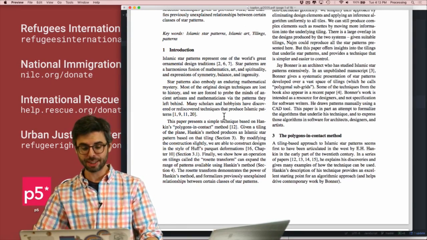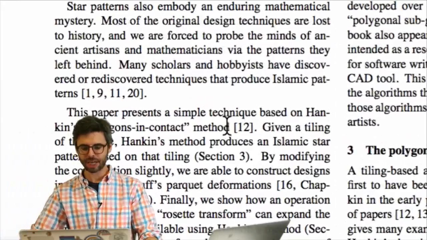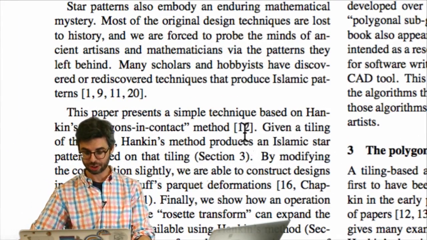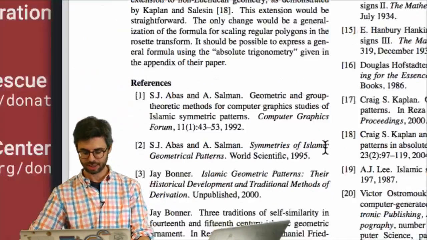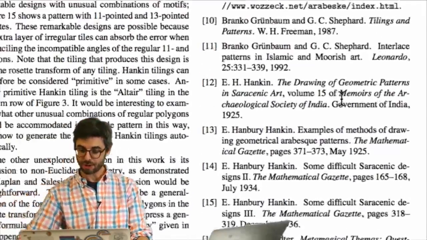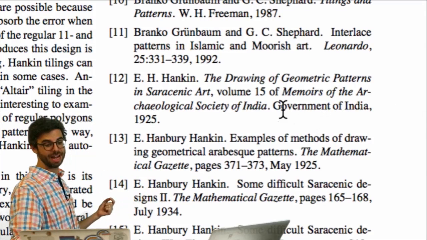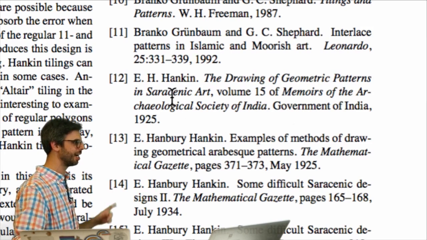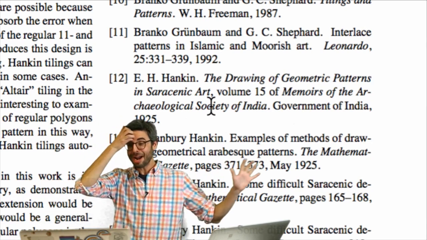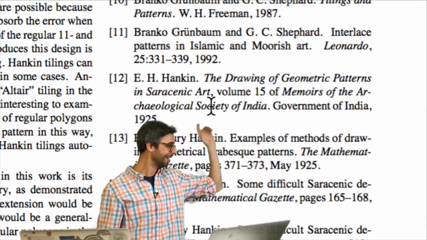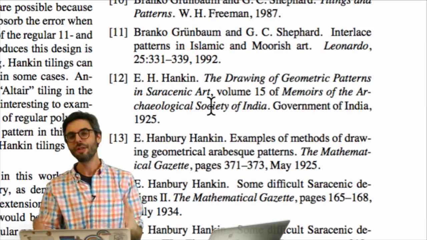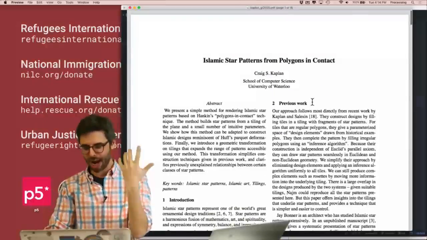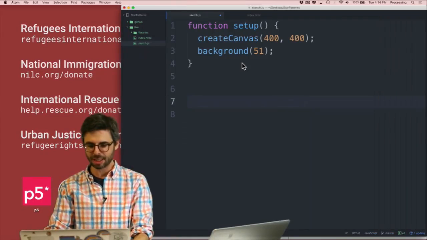So one thing I should mention from this paper is a discussion of a system called Hankin's method. I'm going to click on this footnote here in the paper and take a look at it. Another reference here is The Drawing of Geometric Patterns in Saracenic Art, volume 15 of the Memoirs of the Archaeological Society of India by E.H. Hankin. I'm just noticing this now. I would love to dig up a copy of this and read it as well. So this paper is also based on yet again something else. This is called Hankin's method.